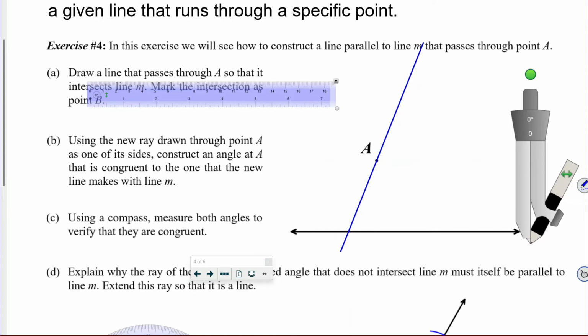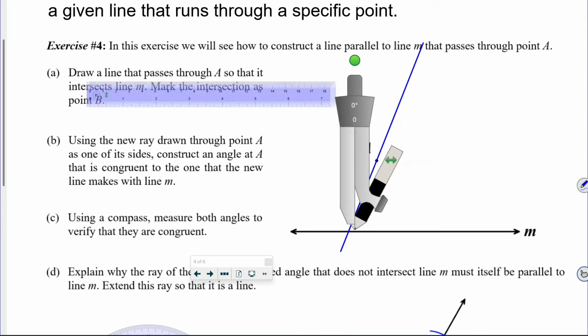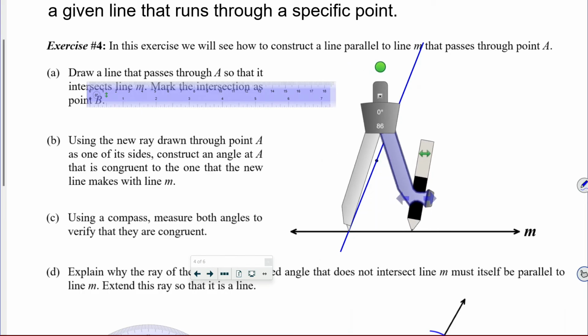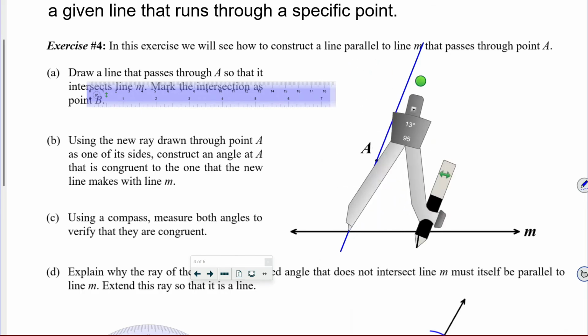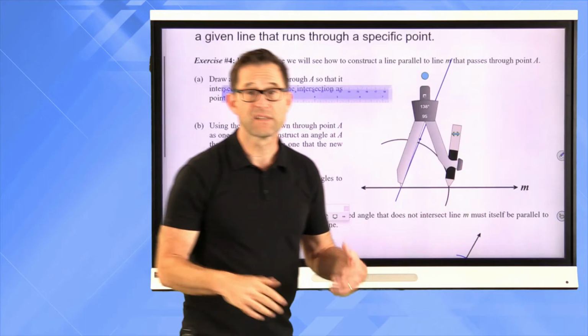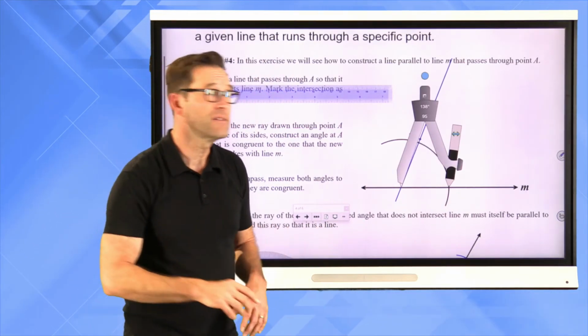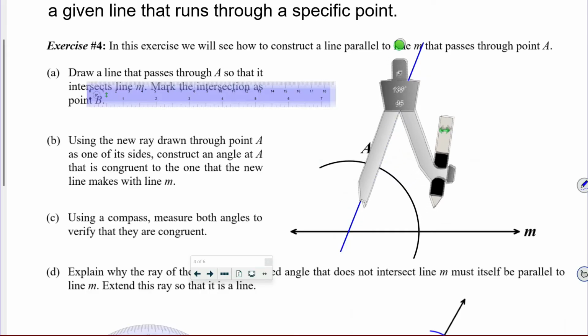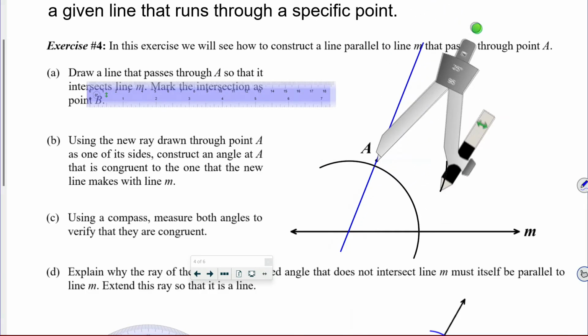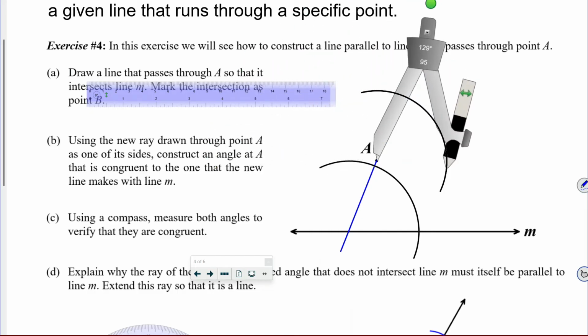All right, first thing I'm going to do is bring my compass over here, put the pointy end down at the vertex of that angle, widen it out, and make an arc. Okay, right? That's the first thing I'm going to do. Then I'm going to take my compass and move it up to the vertex of my new angle, which is at A, and I'm going to make the same arc.